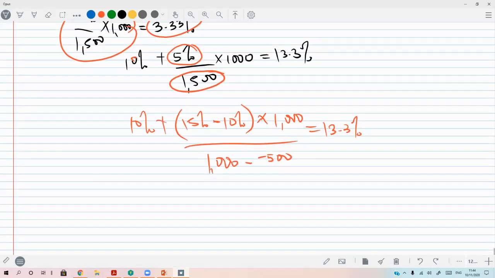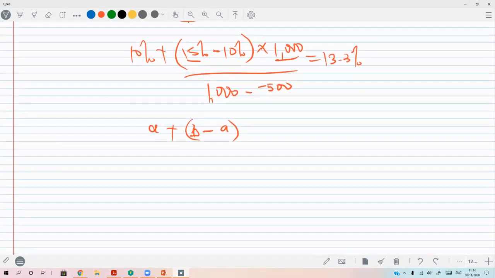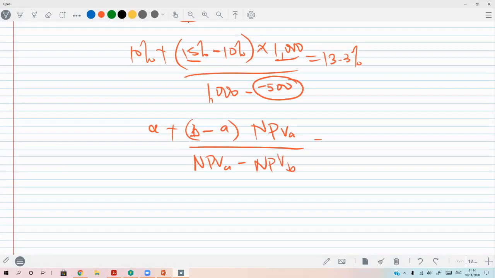What is A? Let's treat 10% as the lower discount rate, let's call it A. Then 15% is the higher discount rate, let's call it B. So we have B minus A. 1,000 was the NPV at the lower discount rate. Here we have it. This was 1,000 at 10%. I call it NPV at A. NPV A divided by NPV A minus negative 500, which was NPV at the higher discount rate, NPV B. And it's called the internal rate of return formula.